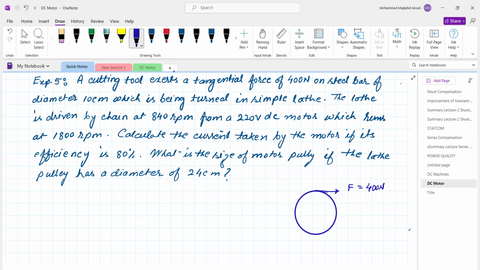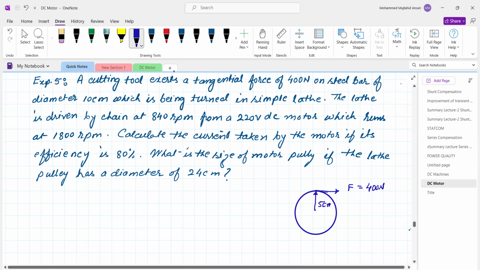This bar is turned in the simple lathe. So it is connected to the lathe machine. This is the lathe machine which is connected over there. And its diameter is 10 centimeter, so you can write the radius as 5 centimeter. It turns in the lathe, means it is connected to the lathe machine.